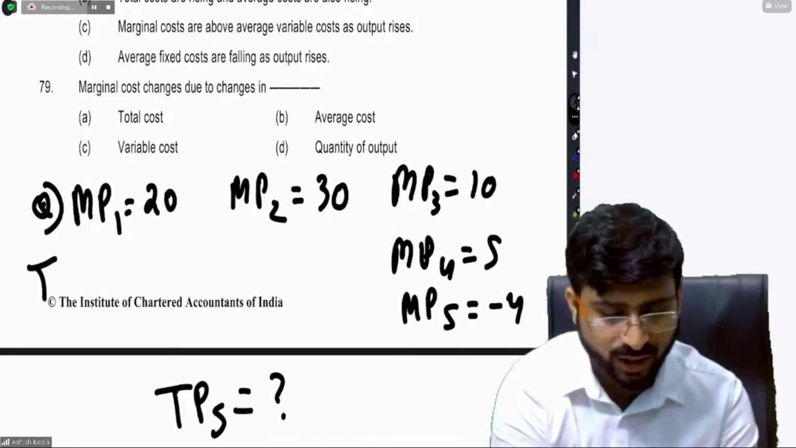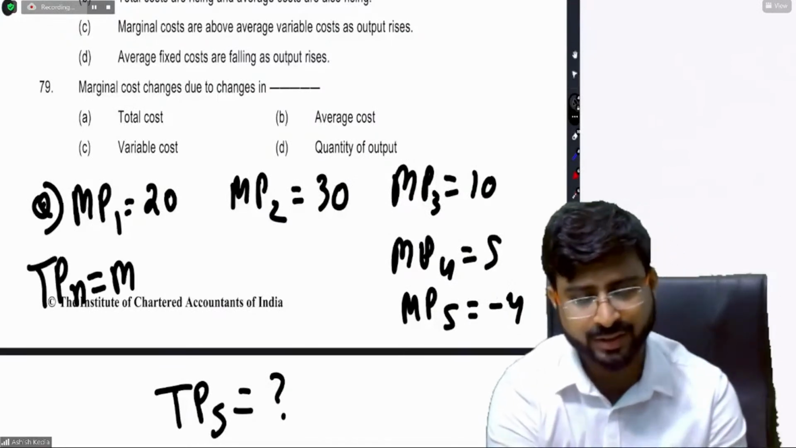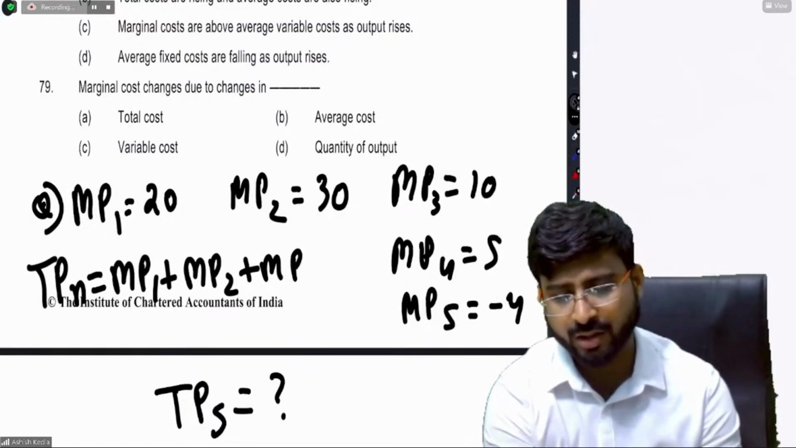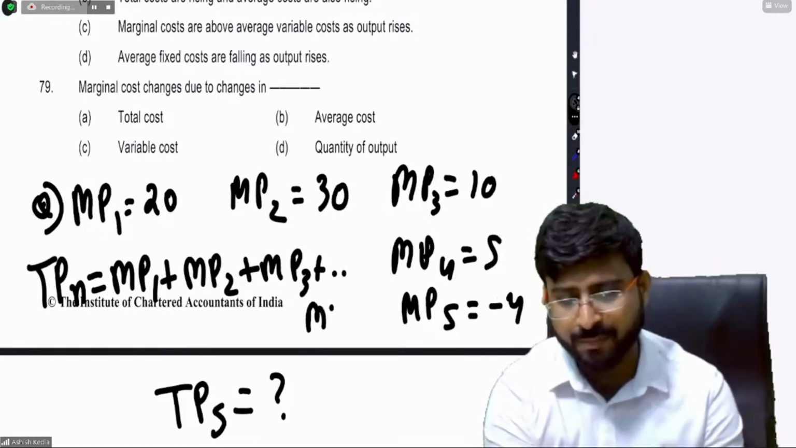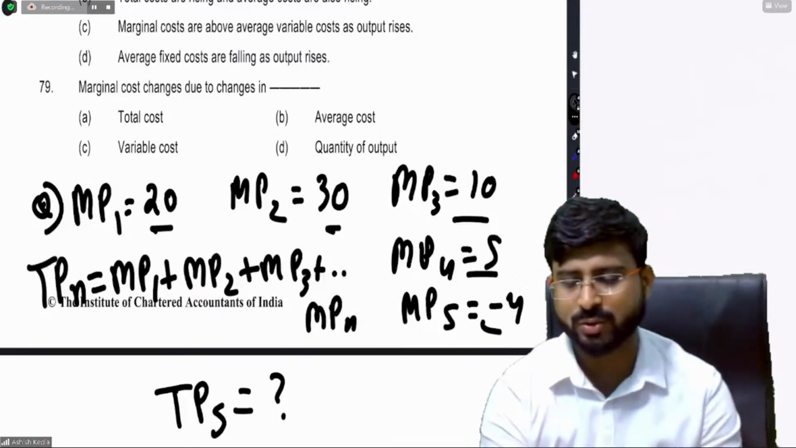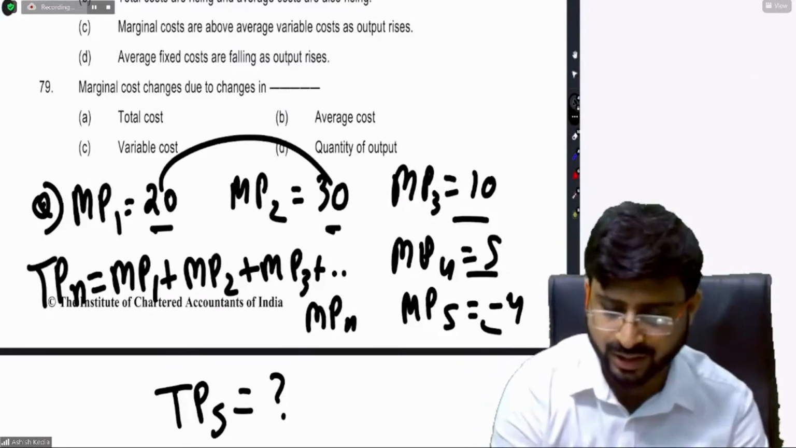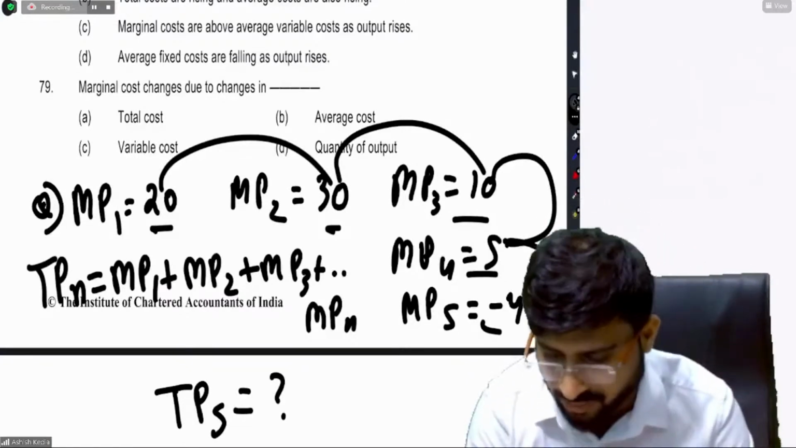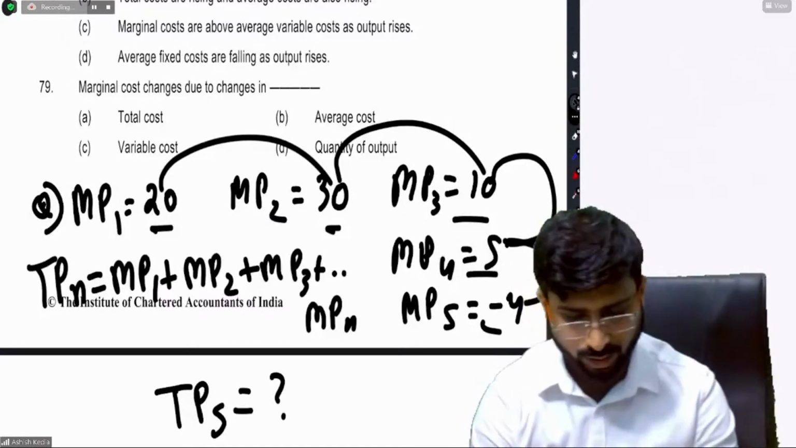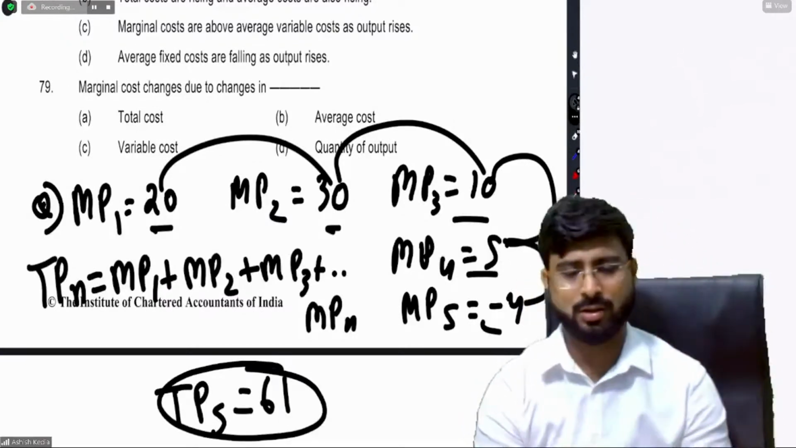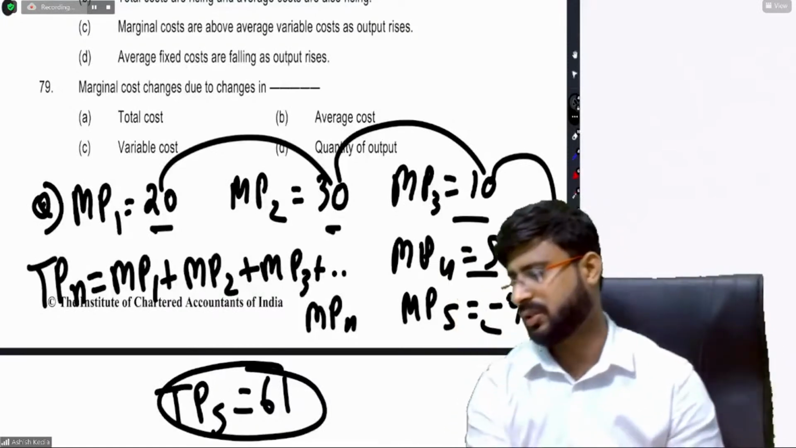Yes. So friends, we understand TP of any level is MP1, MP2, MP3 up till MPN. So TP at 5 is sum total of all these. So 20 plus 30 is 50, 50 plus 10 is 60, 60 plus 5 is 65, minus 4 is 61. So total product at 5 units is 61. So 61 is the answer.